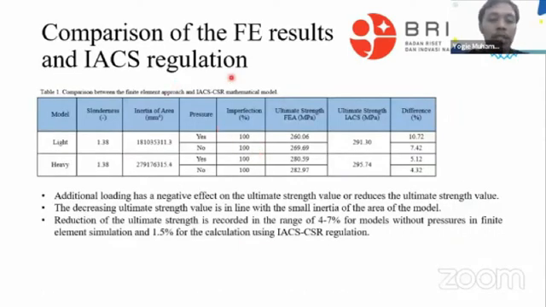Then comparison of the finite element result and IACS regulation. This is a table comparison. Additional loading has a negative effect on the ultimate strength value; it reduces the ultimate strength value. The decreasing ultimate strength value is in line with the small inertia of area of the model. Reduction of the ultimate strength is recorded in the range of 4 until 7% for the model without pressure in finite element simulation, and 1.5% for the calculation using IACS CSR regulation.